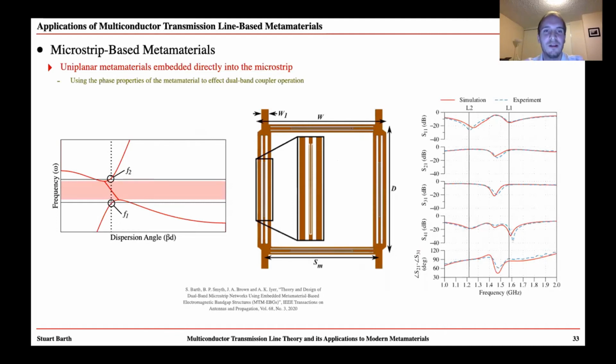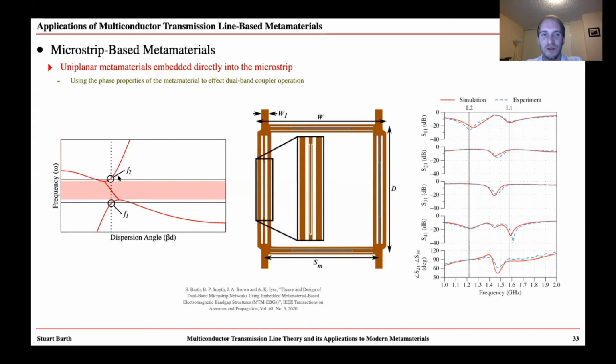Another application of embedding metamaterials into microstrips was this idea that we could use different bands supported by the metamaterial around the band gap, as shown in the left-hand figure, to achieve the same phase shift at two different frequencies, right? So we know, of course, a microstrip, an unloaded transmission line, will support a phase that's proportional to the frequency.